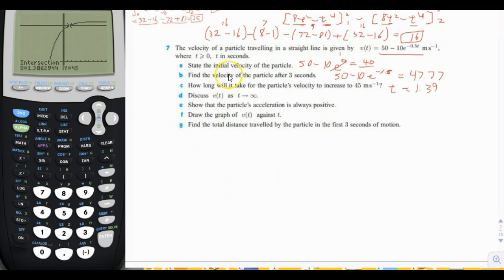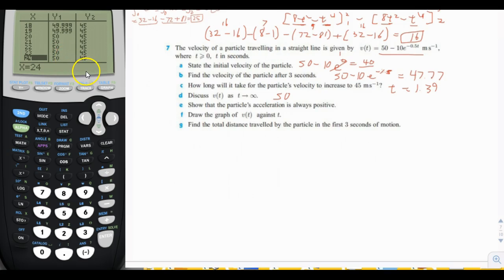Discuss v of t as t approaches infinity. Okay, so as t approaches infinity, you can see that the velocity actually approaches a certain number. If you look at the table, you can soon see that the number that it approaches is 50, right? In fact, it gets so close to 50, it turns into 50 on the calculator.